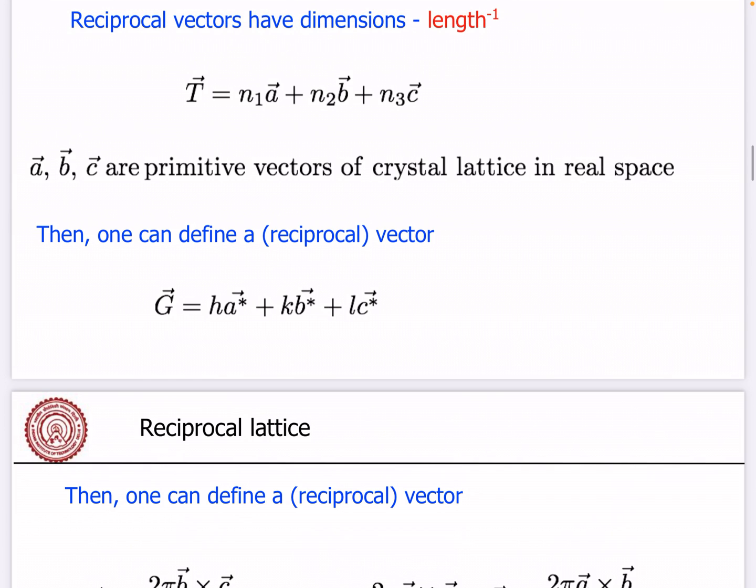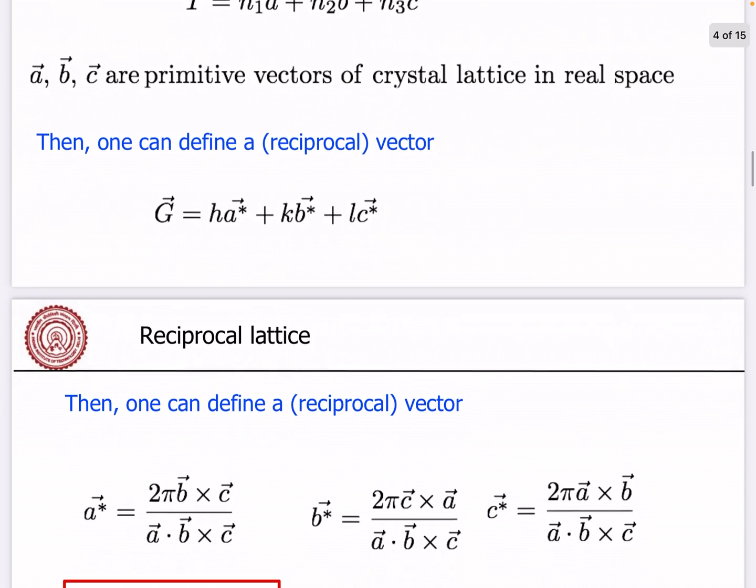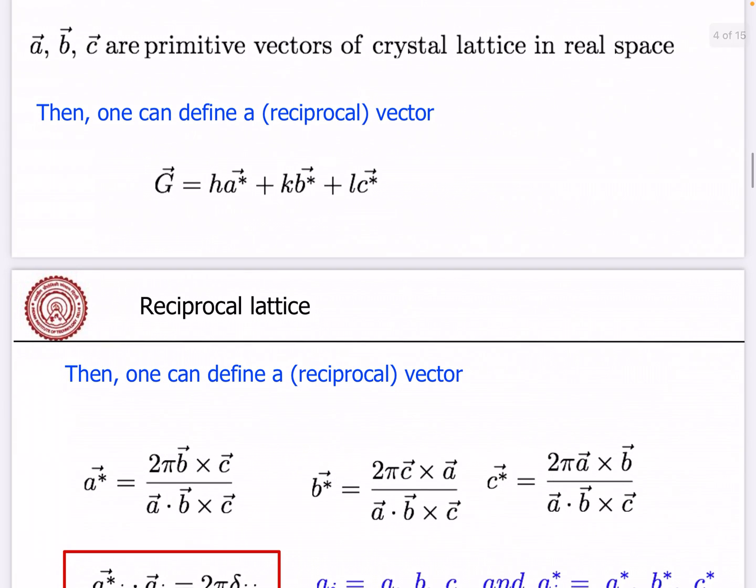These are the primitive vectors in the reciprocal lattice. And so the reciprocal lattice vectors are related to the direct lattice vectors, the primitive vectors, by these relations. So B cross C by A dot B cross C gives A star, B star is given by this, and C star. So one can write this, one can find out this.